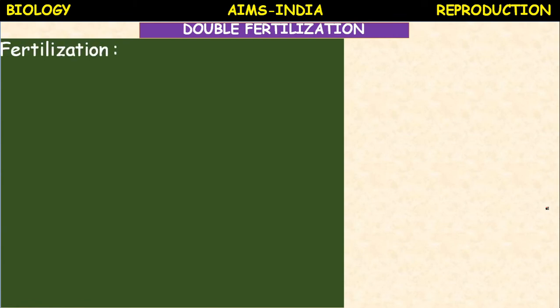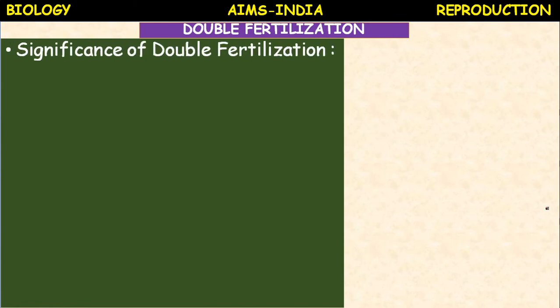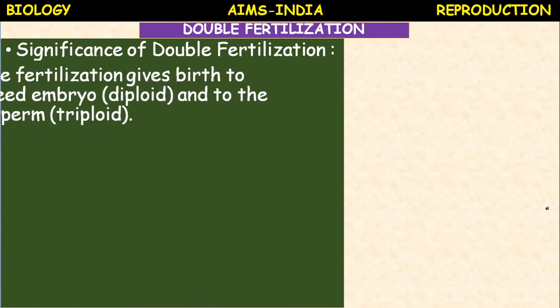And the next event, double fertilization and its significance. Just now we discussed double fertilization, the process of fertilization which occurs two times. The first fertilization is between the egg cell and one of the male nuclei, which results in the formation of the zygote. The second fertilization is between the male nucleus and the two polar nuclei, which results in the formation of the endosperm. This is double fertilization. What does the significance mean?